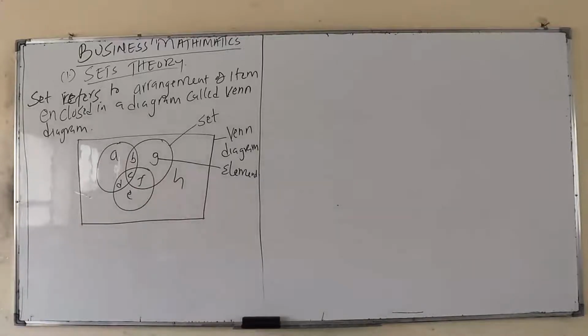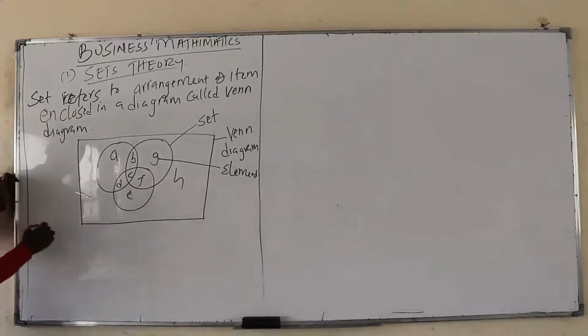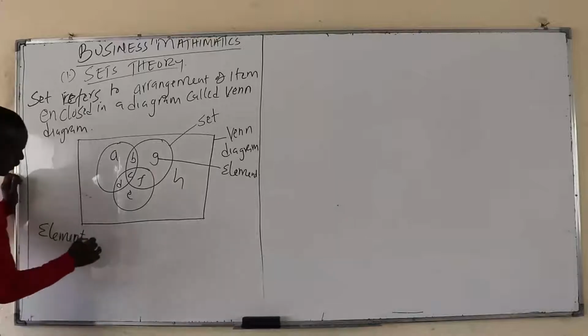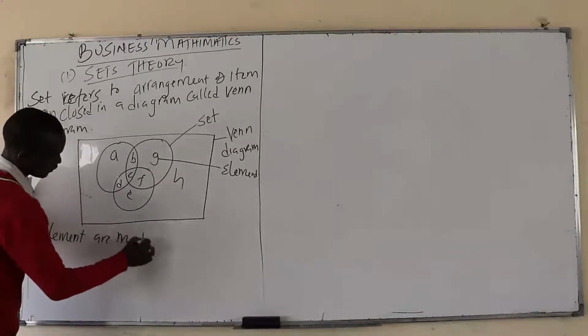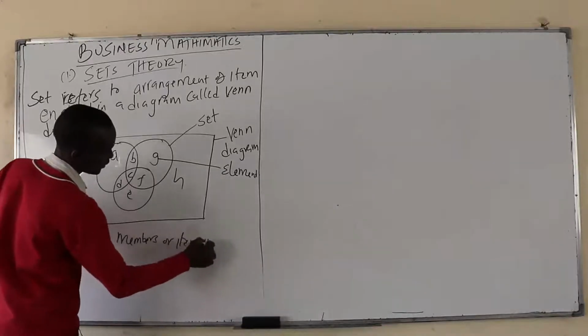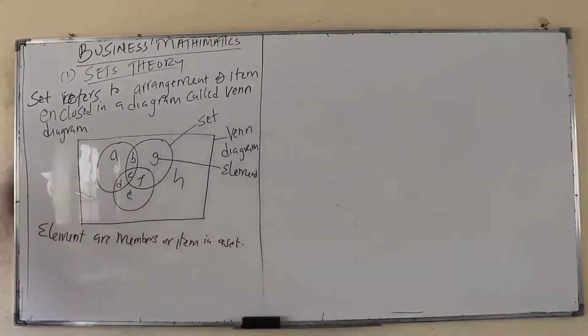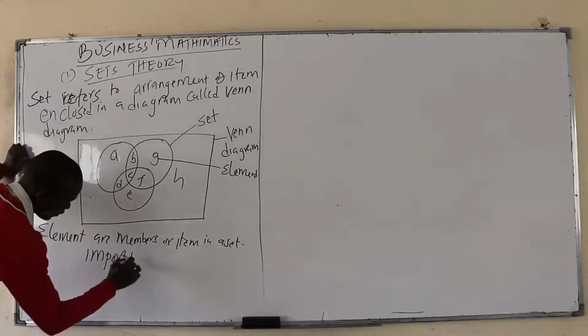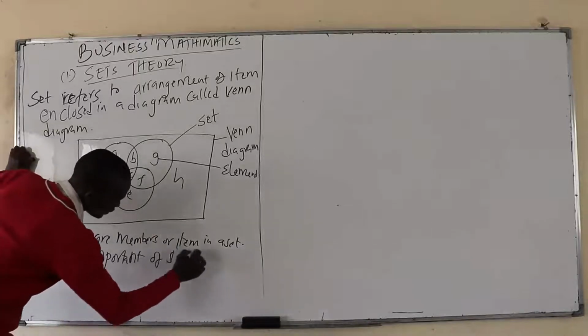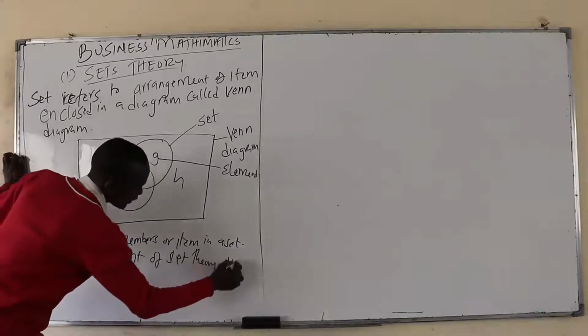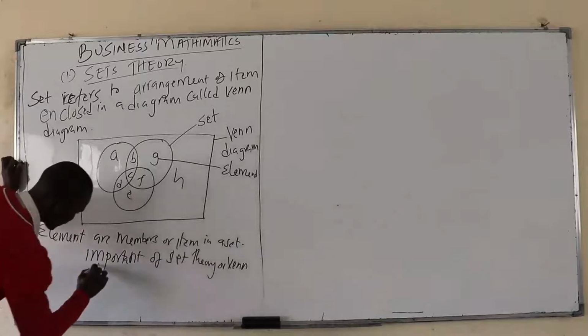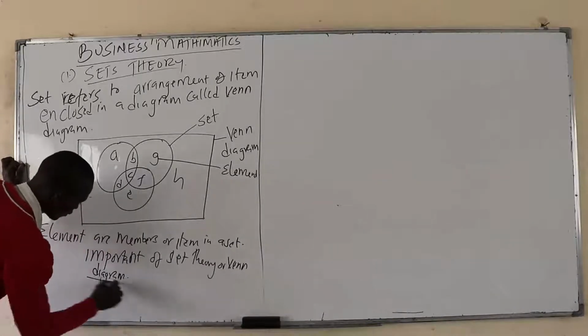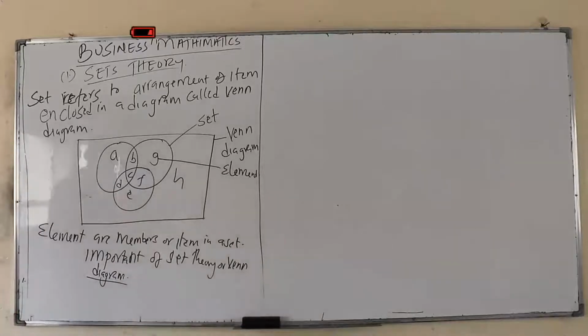This is the Venn diagram we are talking about. These circles are the ones we are referring to as sets. The items are the numbers or things that are found inside the set. We call them elements, like A, B, C, D, E, F, G, H. This diagram that comprises all these elements and sets, we call a Venn diagram. The circles inside are sets, and the items inside those sets are elements.